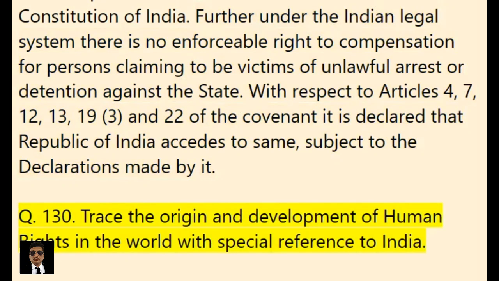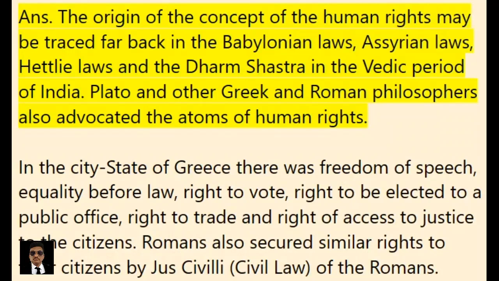Q. 130. Trace the origin and development of human rights in the world with special reference to India. Ans. The origin of the concept of human rights may be traced far back in the Babylonian laws, Assyrian laws, Hittite laws, and the Dharma Shastra in the Vedic period of India. Plato and other Greek and Roman philosophers also advocated the axioms of human rights.